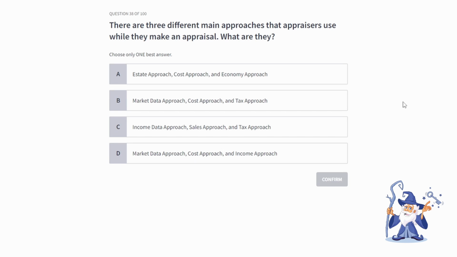Okay, question number 38. There are 3 different main approaches that appraisers use while they make an appraisal. What are they? And of course, it gives us 4 options. A, the estate approach, cost approach, and economy approach. B, the market data approach, cost approach, and tax approach. C, income approach, sales approach, and tax approach. And D, market data approach, cost approach, and income approach. So, like always, think that one over and come with your answer.